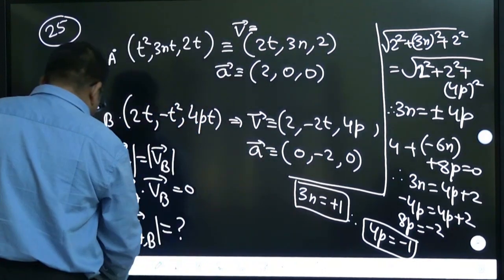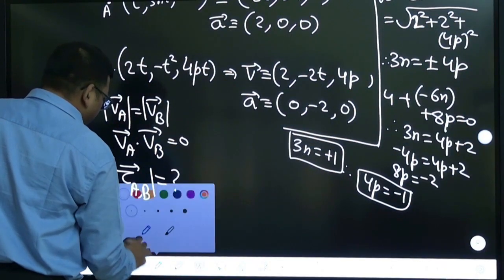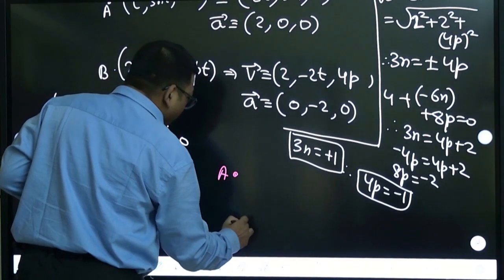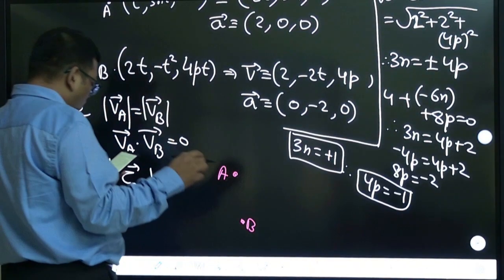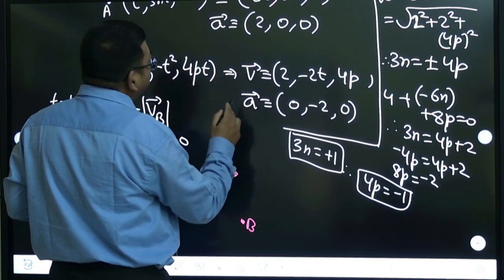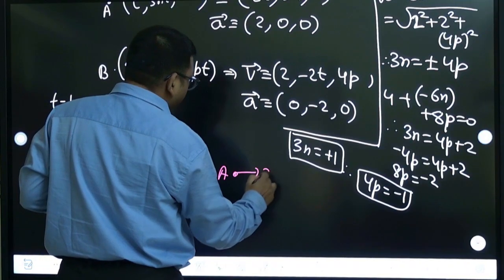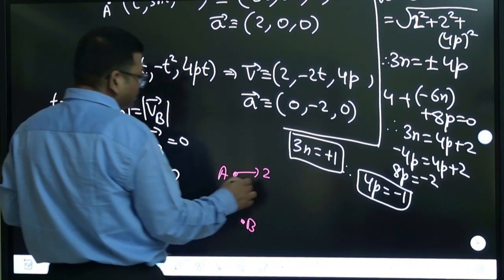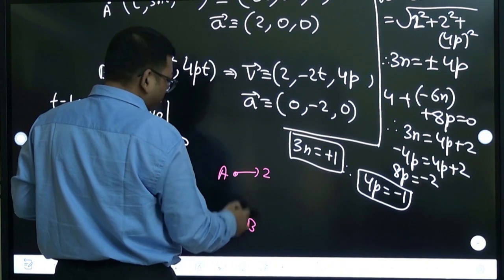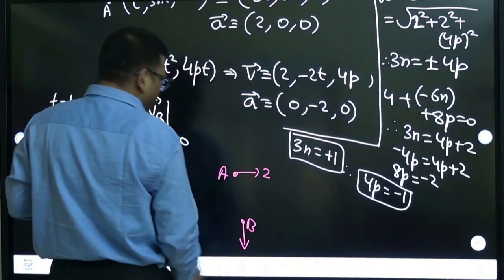So let us try to understand this very clearly. Suppose you are seeing this particle A and particle B. Mass is how much? 1 kg. Mass is 1 kg. So acceleration of the first is along this x direction, 2, right, and acceleration of B is minus 2, but it is in this direction.